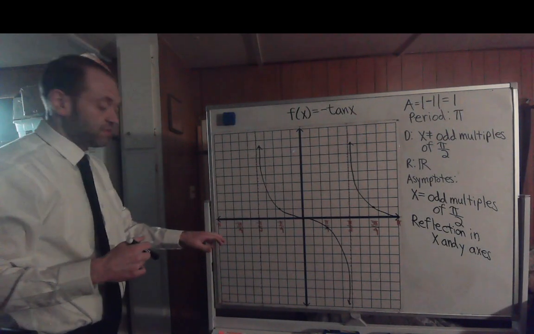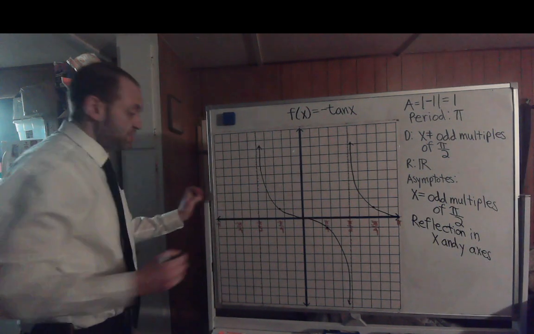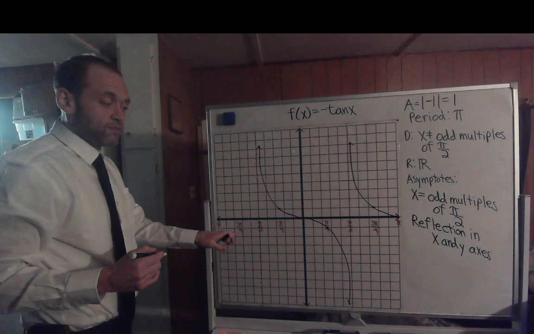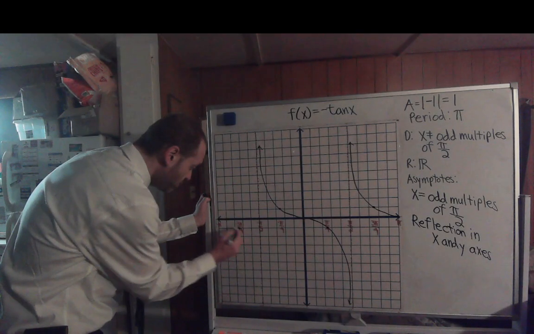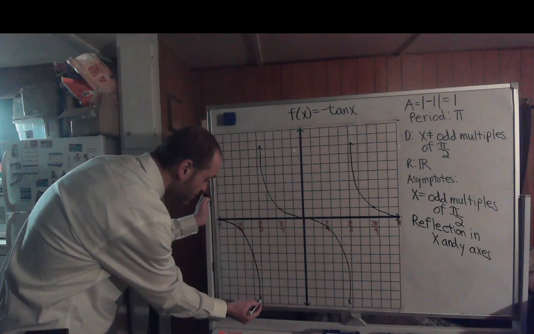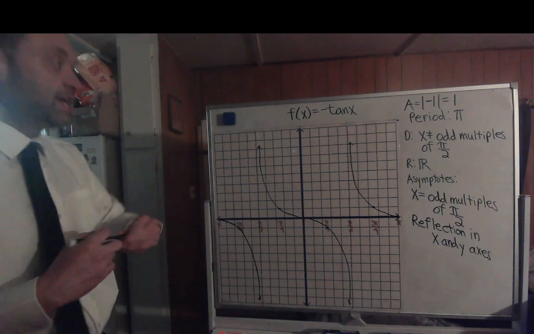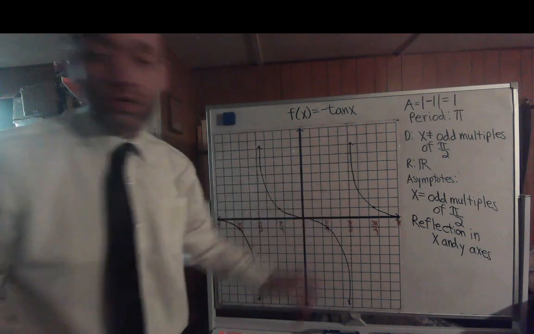Now, the tangent of negative pi is still 0. Now, the tangent of negative 3 pi over 4 is normally positive 1. You negate that, you get negative 1. So, there is the graph of the negative tangent of x. It just looks like a horizontally shifted cotangent.